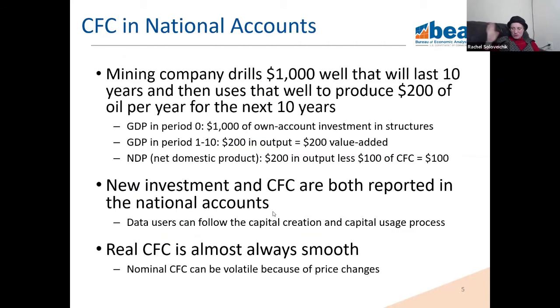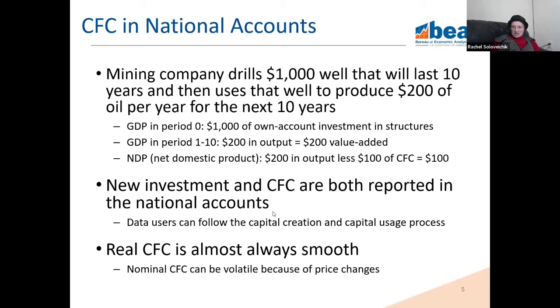So now I just want to talk for people who have a little bit of background in national accounting. These are the various concepts we think about. So CFC is basically consumption of fixed capital. It's a consequence of investment in produced capital. And an oil well, at least in the United States, is considered a produced capital asset. And so what we do is GDP is gross, so it doesn't subtract CFC, but net domestic product, NDP, does. And so if you look in the national accounts on the various tables, you can see both new investment and CFC, which is very useful for people who want to understand what's happening in an industry.